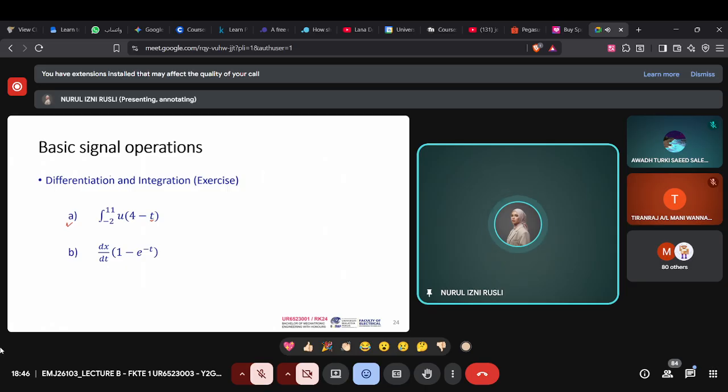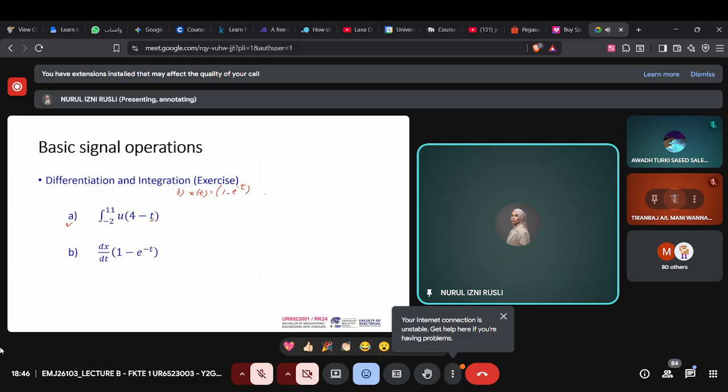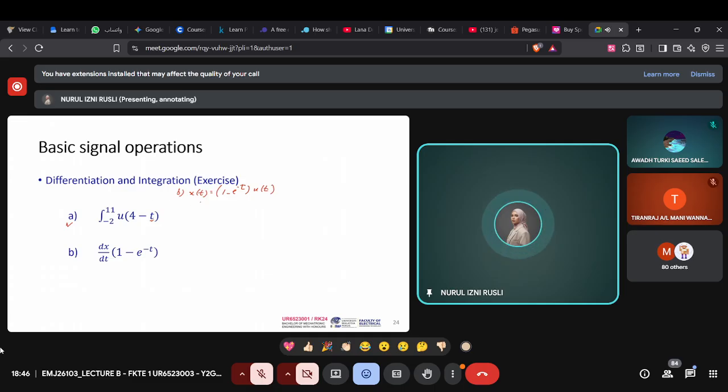So how do you do it? For this, now question B. What you can do is regard x(t), which is equal to (1 minus exponential minus t) u(t). So what is the value of d/dt of x(t)?